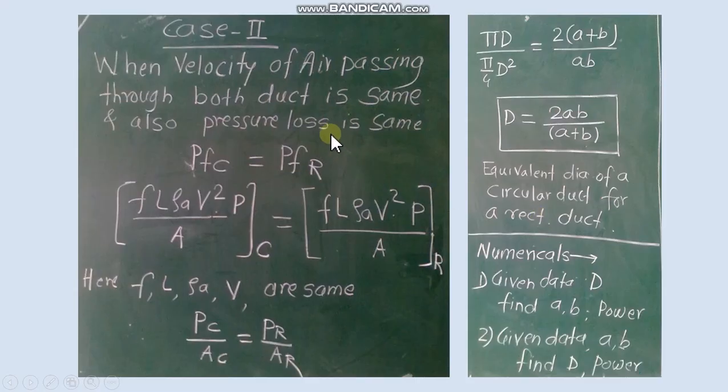The second case is where the velocity of air passing through both ducts is the same. Here we write that the pressure loss in both ducts is the same, by putting the expression over here. These terms are the same, so by cancellation we get the ratio of perimeter to area. So for the circular duct, perimeter to area is equal to perimeter to area of the rectangular duct. Simplifying, we get the equivalent diameter for the second case as twice AB divided by A plus B. These formulas we use to solve numericals. So we will see numericals in the next session.